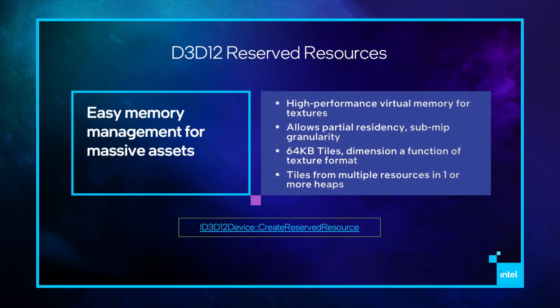The first technology we need is a way to manage memory. For this, we use D3D12 reserved resources, also known as tiled resources. Reserved resources act like virtual alloc in C. When you allocate the resource, it doesn't take any physical memory yet. Then you can physically commit portions of that texture at tile granularity on one or more D3D12 heaps. Reserved resource tiles are 64K in size, and the tile dimensions are a function of the texture format. For BC7 format, the tiles are 256 by 256.